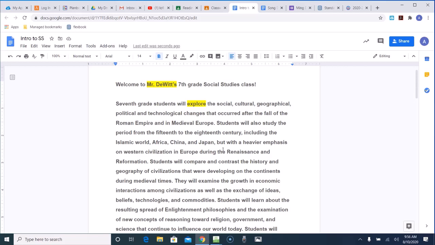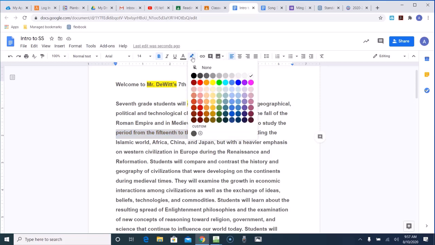And we're going into medieval Europe and into early modern Europe, and we'll even study all the way into the exploration of the Americas. All right. So students will also study the period from the 15th to the 18th century. I don't know. I remember something about what time period they would study, so I'm highlighting that in case it's relevant.